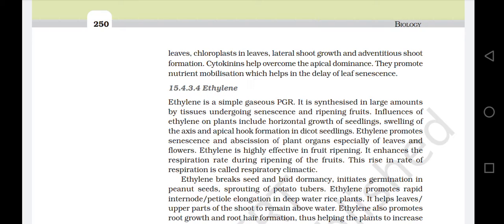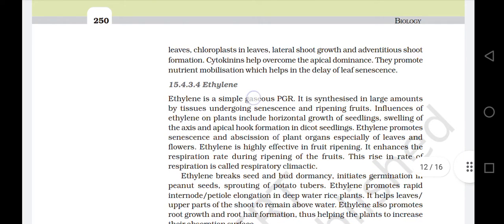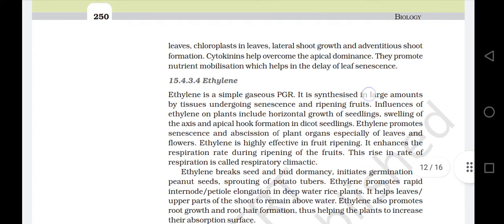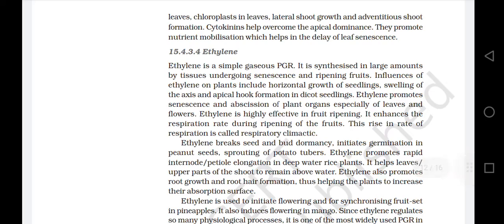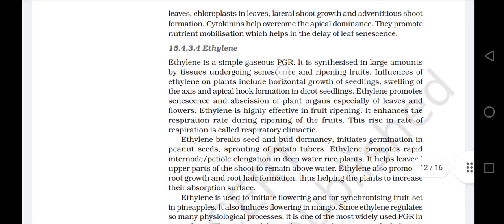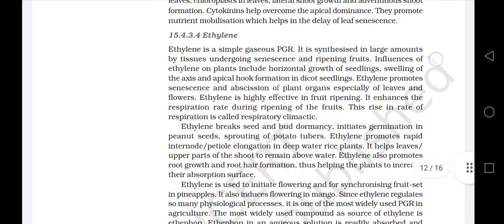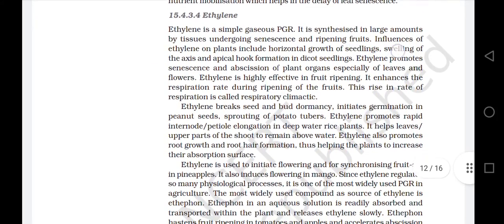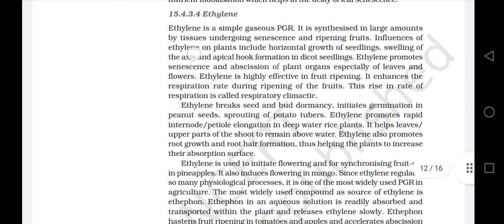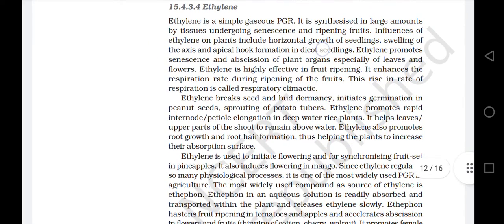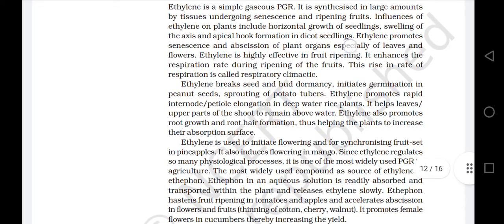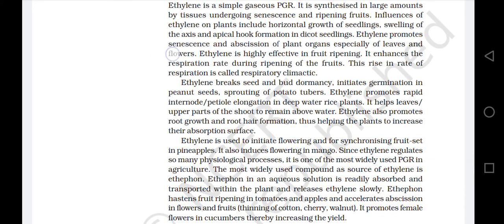15.4.3.4 Ethylene. Ethylene is a simple gaseous plant growth regulator, PGR. It is synthesized in large amounts by tissues undergoing senescence and ripening fruits. Influences of ethylene on plants include horizontal growth of seedlings, swelling of the axis, and apical hook formation in dicot seedlings. Ethylene promotes senescence and abscission of plant organs, especially of leaves and flowers.